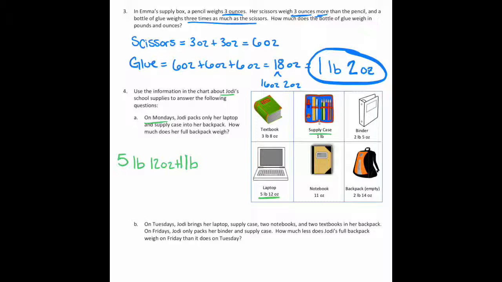It's kind of hard with the 1s and the lbs here. There we go. So altogether it'll just be 6 pounds and 12 ounces is how much her backpack weighs on Monday. Okay, let's look at B.